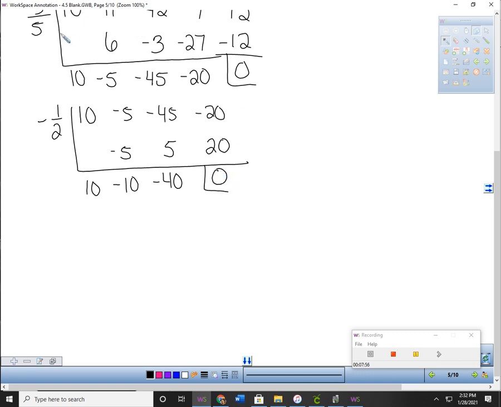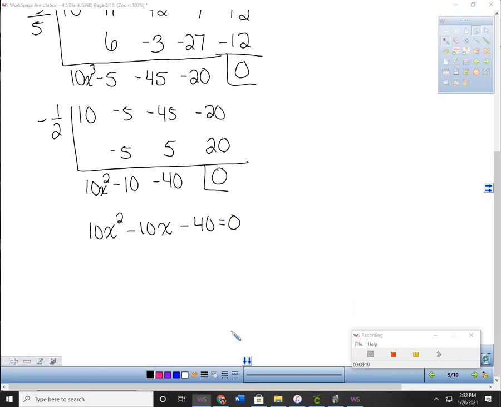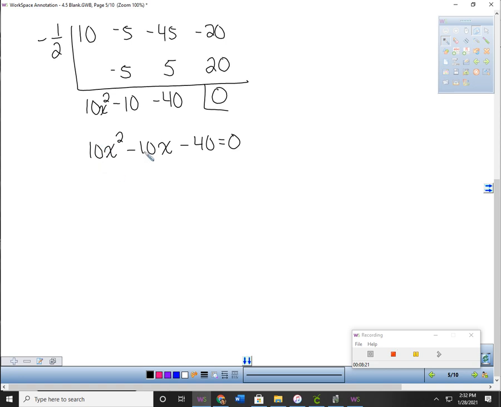The first time that I go through the division, I drop down from x to the fourth to x to the third. When I divide again, that drops me to x squared. So this would be 10x squared minus 10x minus 40 equals 0. Now I have a quadratic that I could try to factor. All of these terms can divide by 10, so I'm going to divide both sides by 10, which gives me x squared minus x minus 4 equals 0.